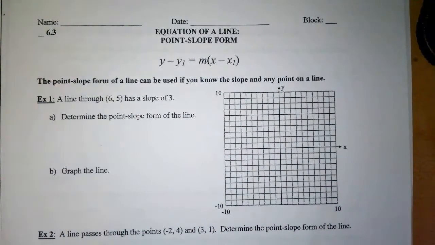6.3 Equation of a line, point slope form. So we looked at the slope intercept form in 6.1, and in 6.2 we looked at the general form, and now we're going to look at our third equation, which is the point slope form.